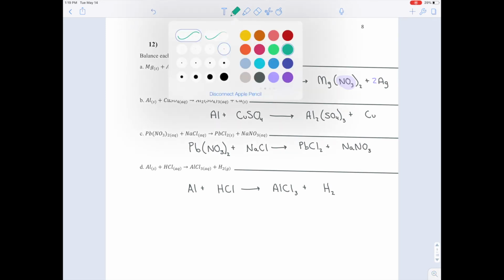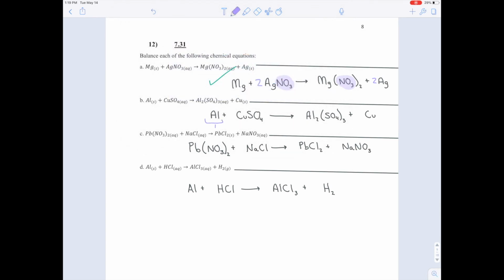Okay, let's try B. 1 aluminum on the left, 2 aluminums on the right. So what can I multiply the lower number by to give me the 2? I can multiply it by 2. 1 times 2 is 2. Okay, how about copper? And actually, this is a good opportunity to talk about one other trick.